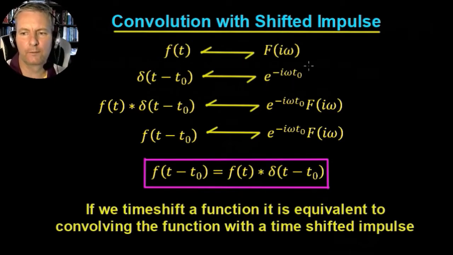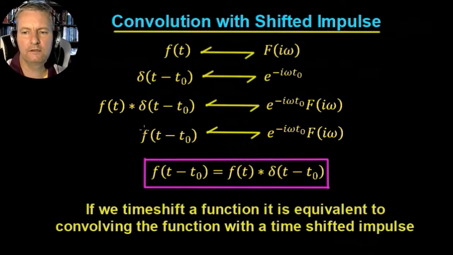Now we've seen that when we went over the delta function a few videos ago, so if you're unsure about that, you can always go back and have a look. We know that convolution in the time domain is equivalent to multiplication in the frequency domain. Again, we proved that in a previous video. So if I convolve f of t with delta of t minus t naught, it would be equivalent to multiplying these two functions in the frequency domain. That would give us e to the minus i omega t naught times F of i omega.